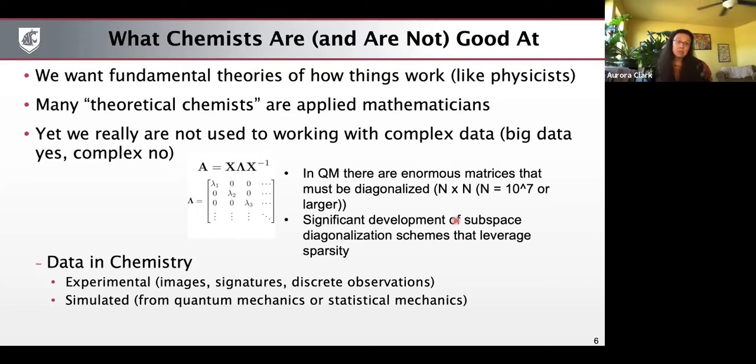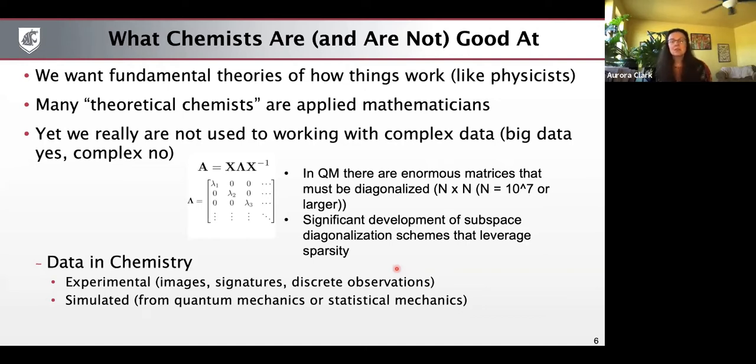As an example, in quantum mechanical studies, there are really enormous matrices that often have to be diagonalized. As a consequence, there's been tremendous development by theoretical chemists, with their mathematician hats on, to develop things like subspace diagonalization schemes that leverage sparsity to allow this to be computationally efficient. But we're not necessarily used to dealing with complex data. And this is because the nature of the complexity of the data that we deal with has changed dramatically over time.